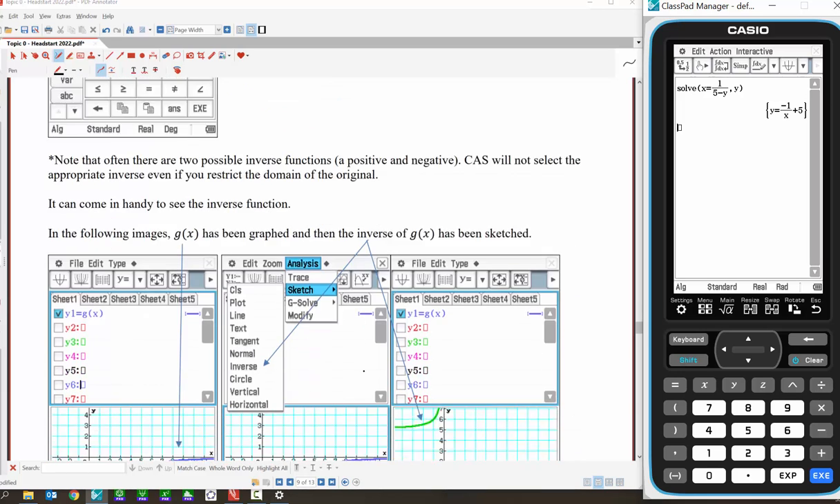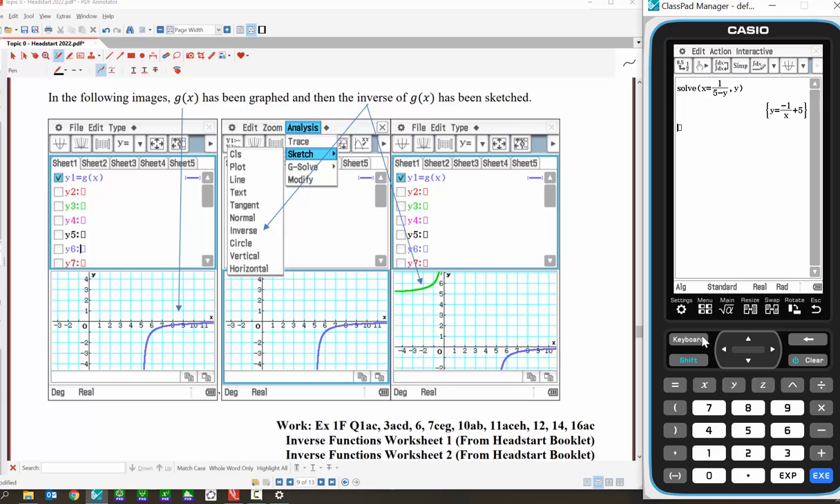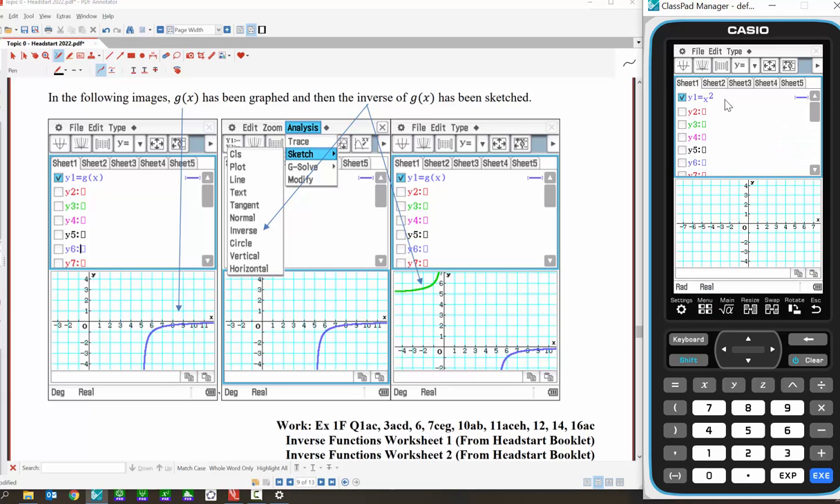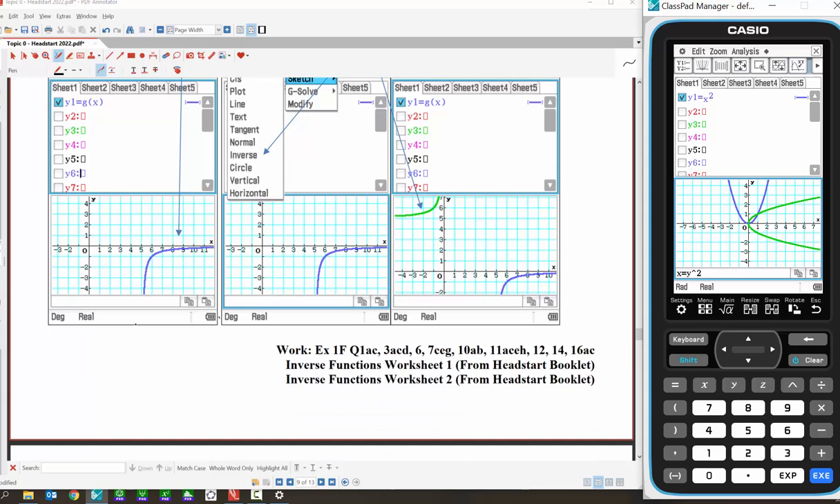Right, another cool thing that you can do is actually plot inverses. So if we go to graph and table and plot this function here, if you want, you can actually have a look at what the inverse is by going analysis, sketch, inverse. And we can see here that the inverse of the y equals x squared parabola is the top and bottom half of the root x function. So there it is, all right, 1F and then the inverse functions worksheet.